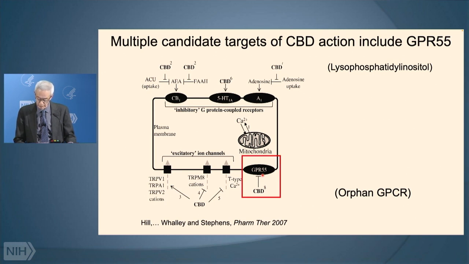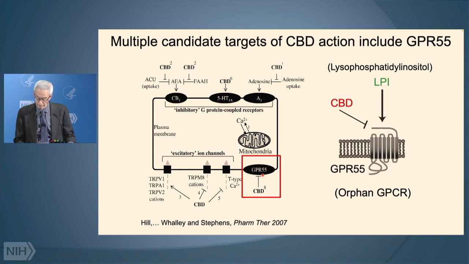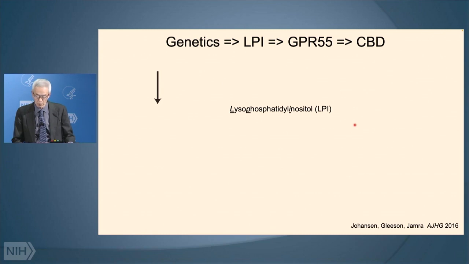This molecule lives in the membrane and responds to stimulation by its endogenous ligand called LPI. That agonism is blocked by CBD as a competitive antagonist. So this combination, a natural ligand, a receptor, and an antagonist, is the basis for the story I'm going to tell you in the first part of my talk. Why are we interested in these agents?